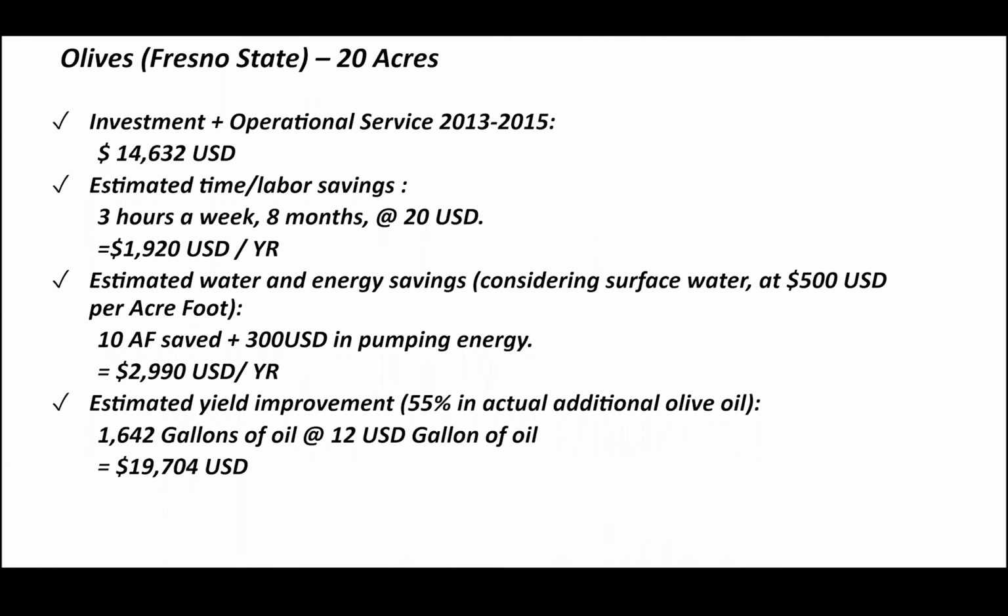And investment-wise, this was a project of about a $15,000 investment, and it ended up recovering everything in the first year, just on the production side of things. But he did say that it saved him about 3 hours a week, not having to go out there and irrigate manually, and he did save some of the water and energy.